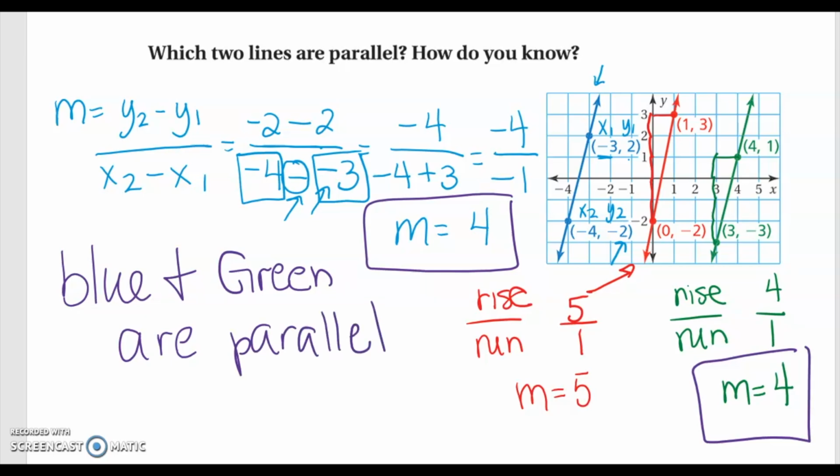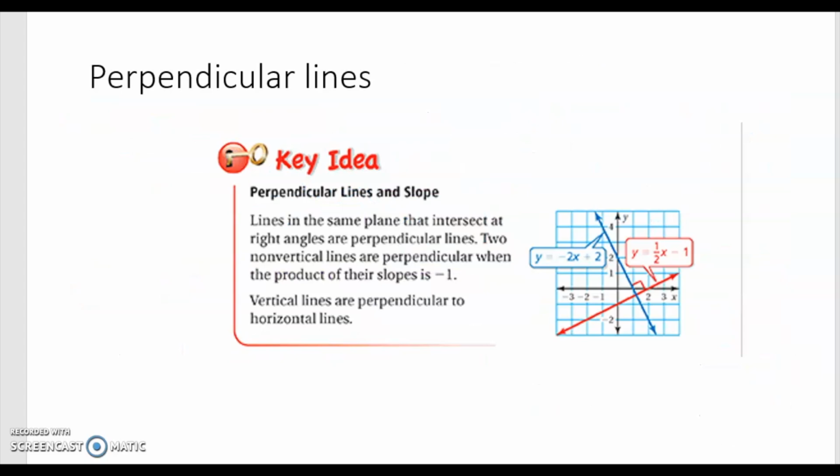Okay. We have one more type of special relationship that we're going to look at. We're going to talk about lines that are perpendicular. Now, perpendicular means that where the lines intersect, where they cross, they form right angles. And remember that this little symbol here is the right angle symbol.